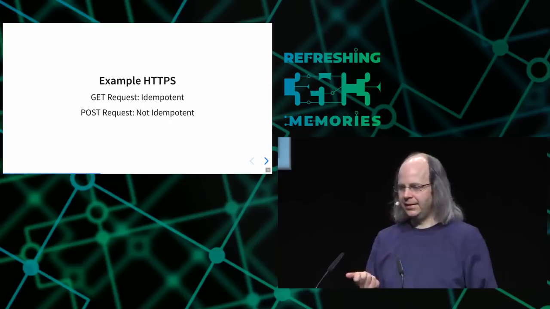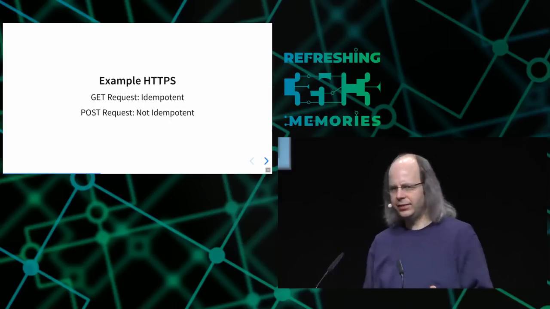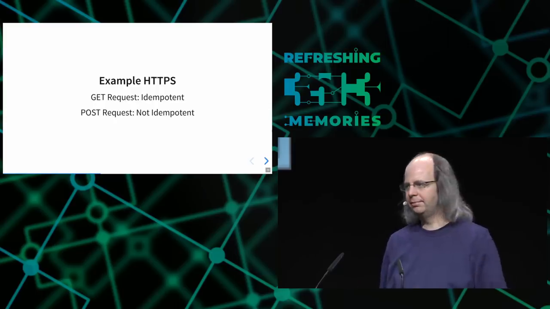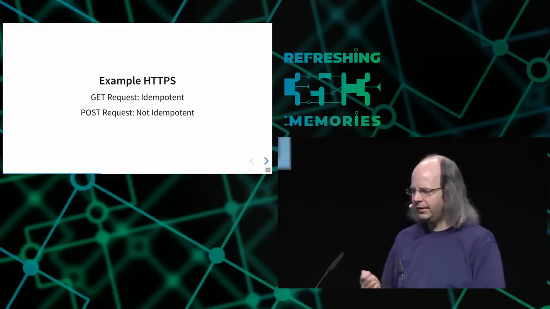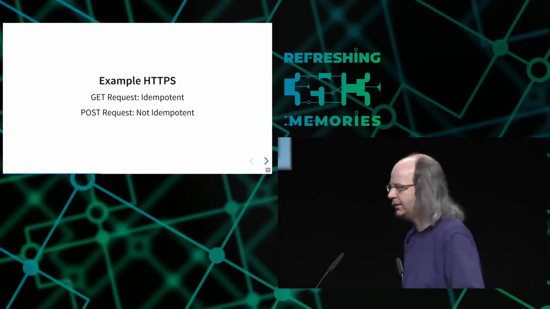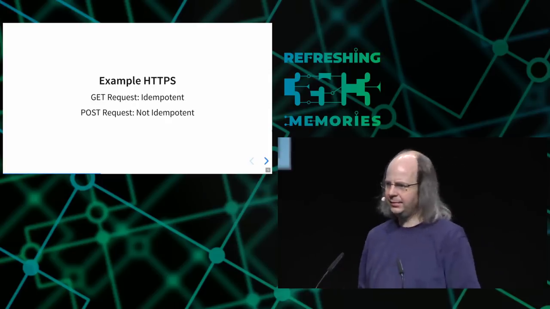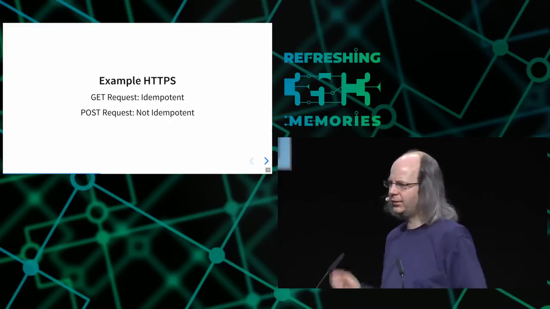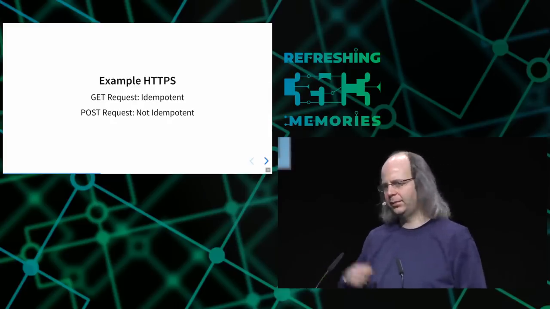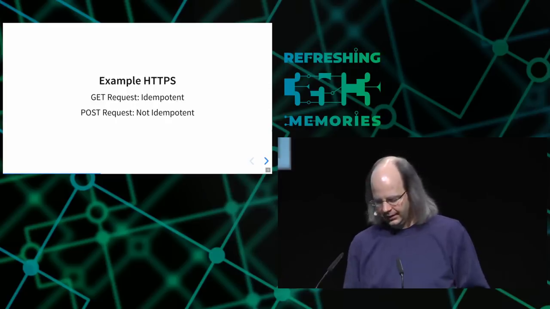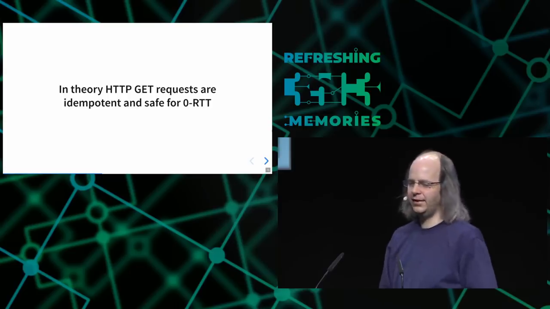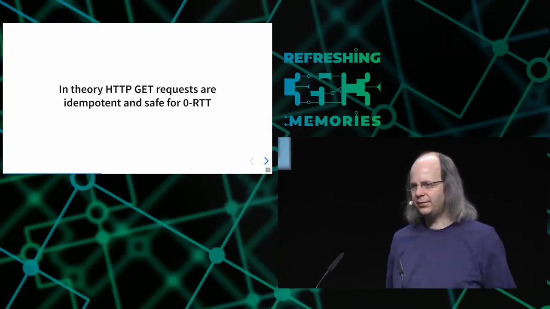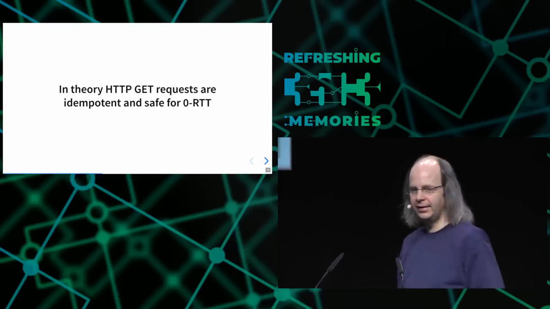Now, what does that mean? Let's look at HTTPS, which is the protocol we're usually using. If you look into the HTTP standard, it says that a GET request has to be idempotent, and a POST request does not have to be idempotent. Now, what does that mean? It more or less means if you send a request twice, it shouldn't do anything different from just sending it once. So in theory, we could say GET requests are idempotent. That means they are safe for zero round trip connections.